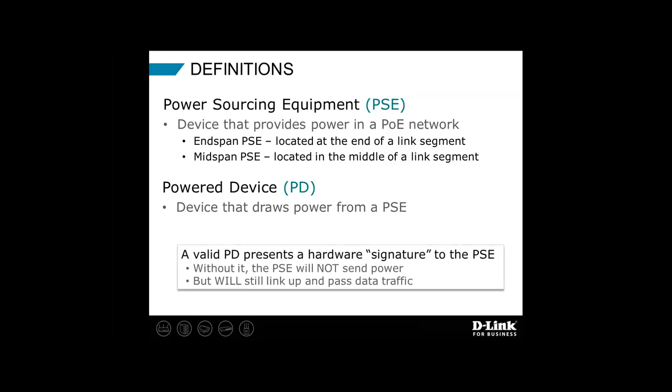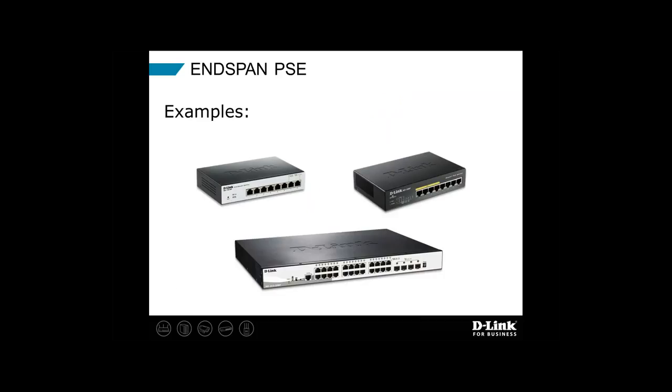And a very important point here is that if it's an industry standard, a valid PD, it will present a signature in its hardware to that PSE. That tells the PSE that it's a valid device. Without it, the PSE will not apply the PoE power on the cable. It will certainly establish Ethernet link and pass traffic, but it won't put the PoE power unless it sees that signature.